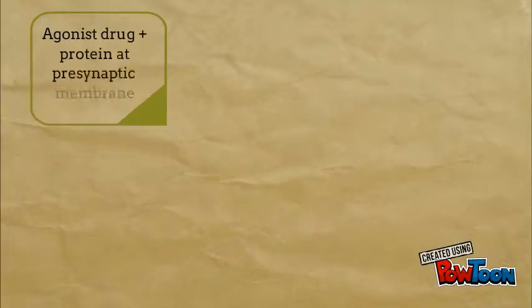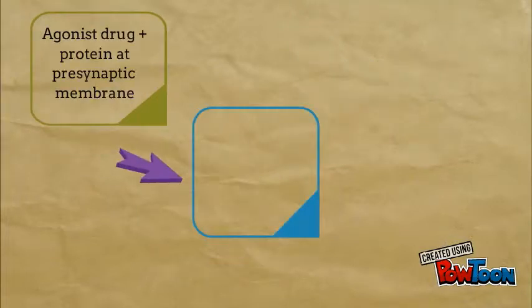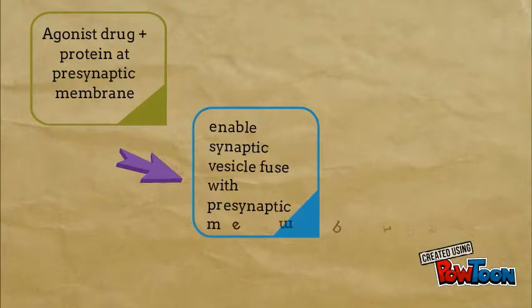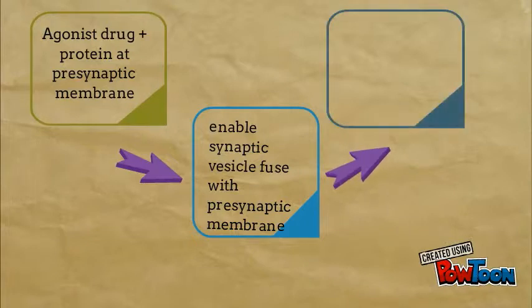While when agonist drug attaches to the protein at the presynaptic membrane, it will enable the synaptic vesicle to fuse with the presynaptic membrane, which will trigger the release of neurotransmitter.